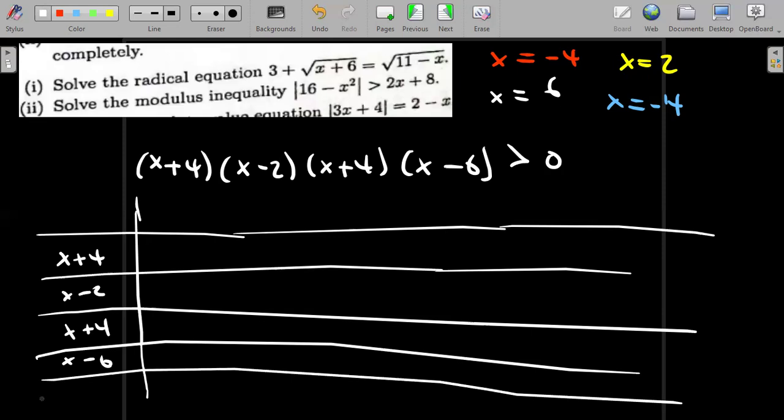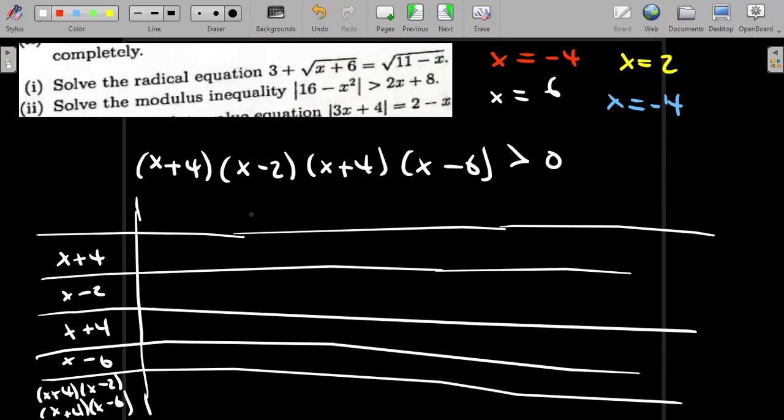I have limited space here, but I'll try to squeeze it in. I have x plus 4, then x minus 2, then it's multiplying again, x plus 4, then x minus 6. So I have those points here.